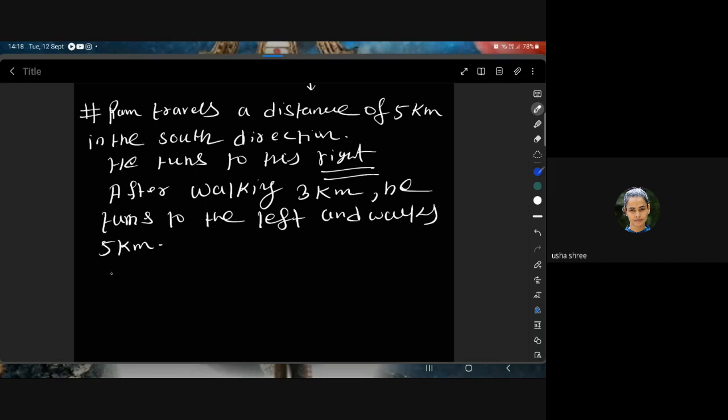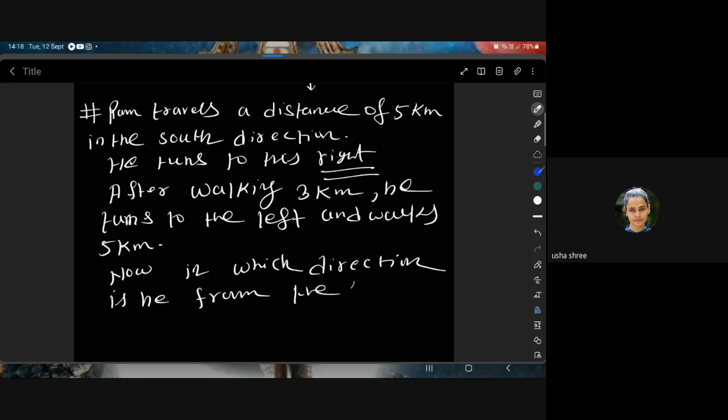Question is now, in which direction is he from the starting point? South. Starting point. South. Who told south? See, Sangeeta and Usha, I believe. Yes, okay, yes, Sankalp.